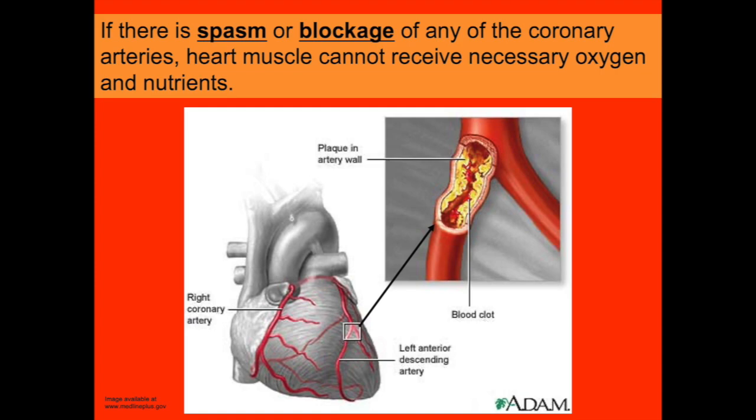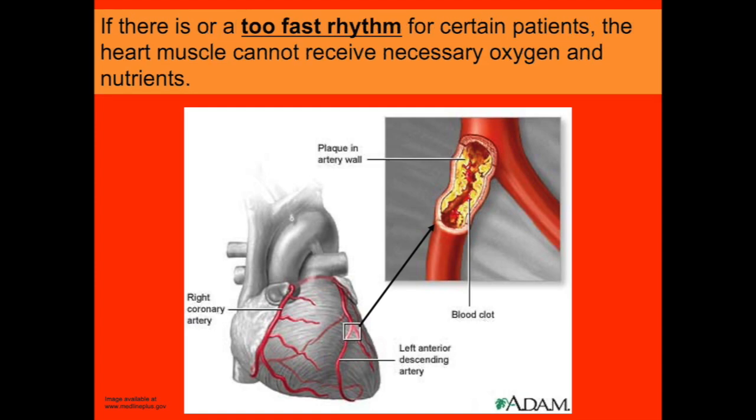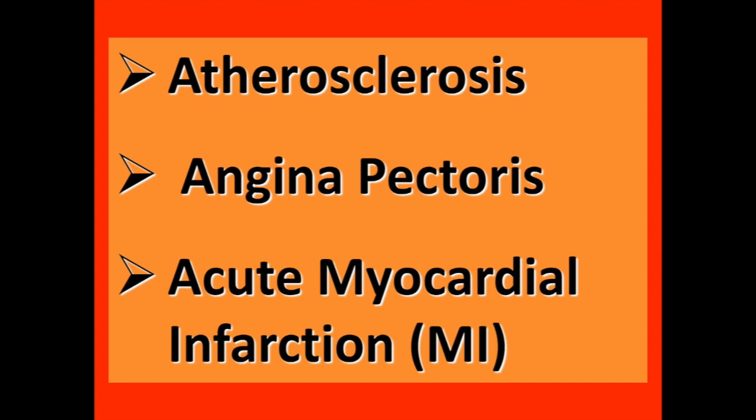So spasms and blockages of the coronary arteries can lead to, in some cases, if it's sudden, just fatal results for the patient. So make sure you understand what it is and why it's important to not have tachycardia, especially if you get into a person that is more susceptible to coronary artery disease. So some of the things that can lead to heart muscle not receiving enough blood are atherosclerosis within the coronary arteries.